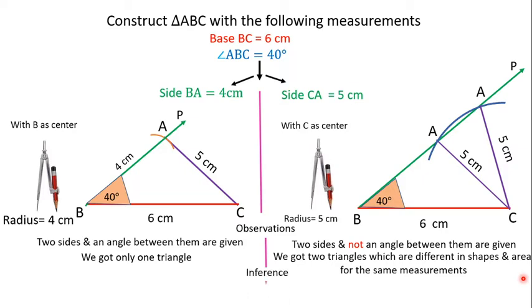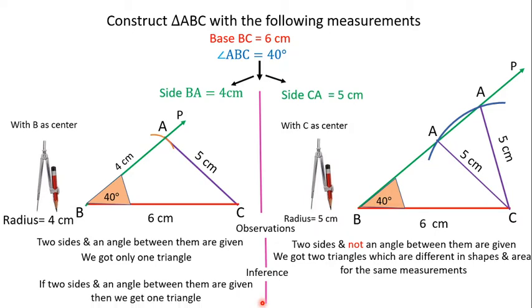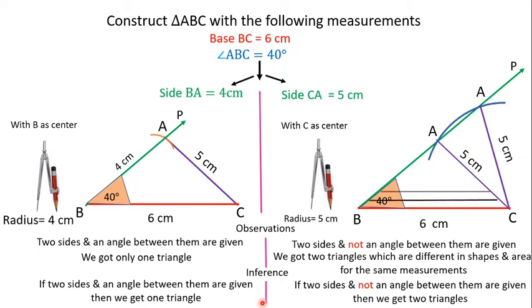So we can conclude that if two sides and an angle between them are given, then we are going to get one triangle. If two sides and not an included angle between them are given, then we are going to get two triangles. This we saw in the practical presentation. Now you can see the two triangles shaded. In the second case, this triangle is so small, whereas this triangle is so big. For the same measurements we are getting two different triangles.